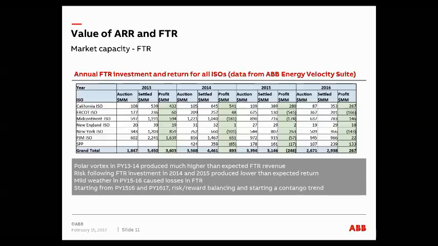And especially in planning years 15 and 16, we have pretty mild weather, so that's why we see a small loss in the FTR market overall, the first time in history. The good part is, starting from planning year 16-17, we will start to see a small uptrend. The risk and rewards tend to balance each other, so we will go back to a small contango trend.